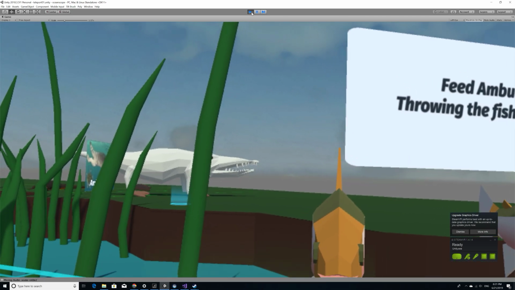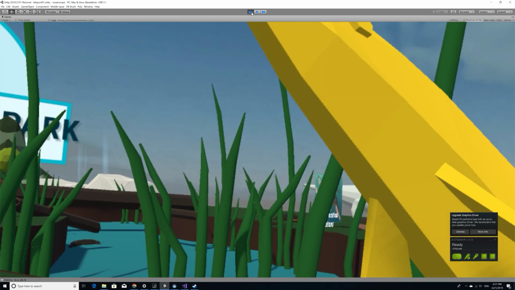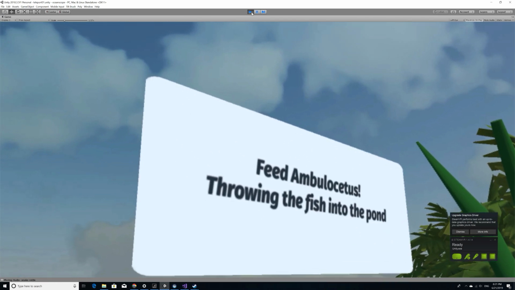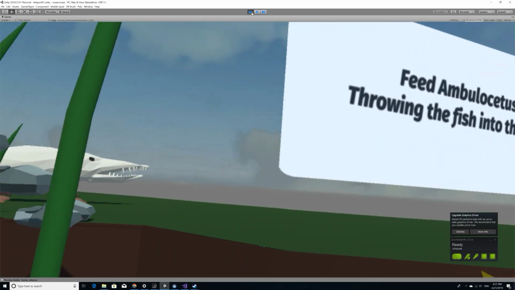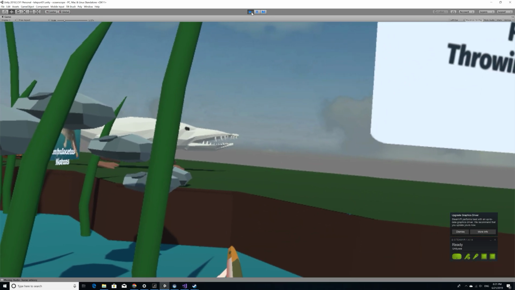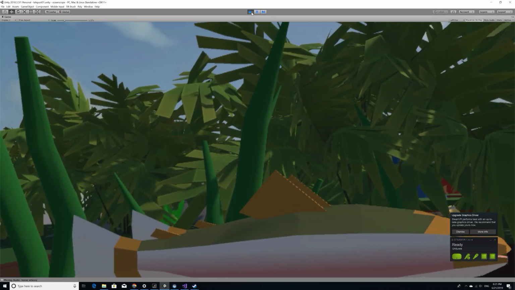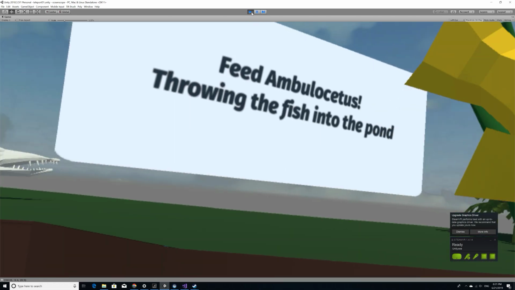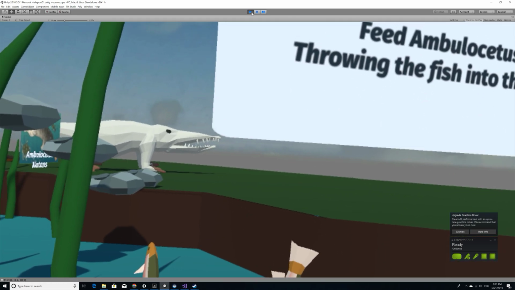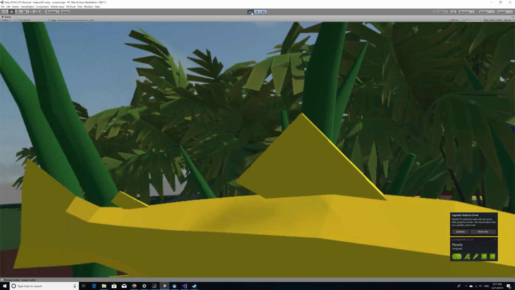Smack in the middle of this amazing transformation is Ambulocetus, a toothy predator. Ambulocetus lived about 28 million years ago in what is now northern India and Pakistan. Its full name, Ambulocetus natans, literally means the walking, swimming whale.